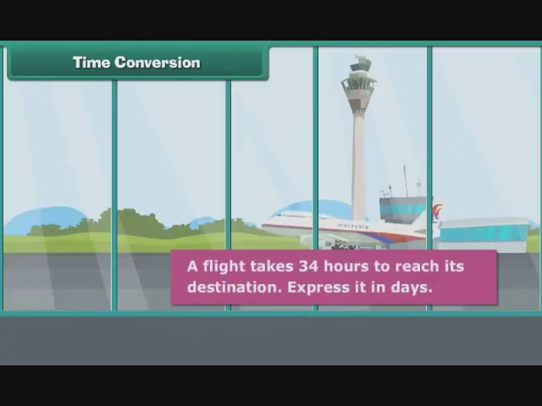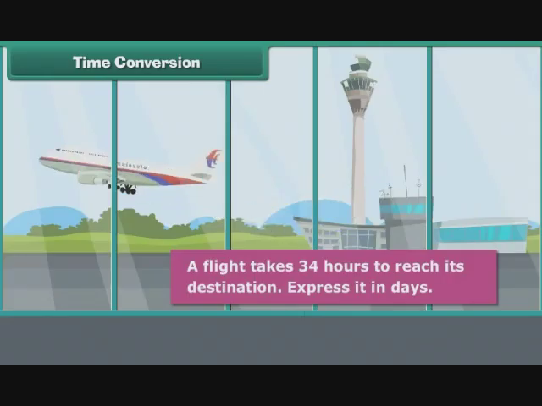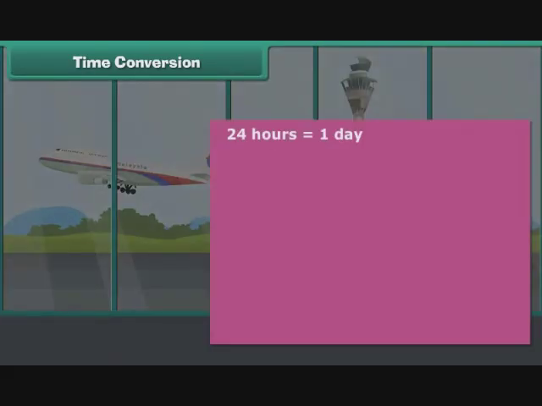A flight takes 34 hours to reach its destination. Let's express it in days. 24 hours is equal to 1 day. 34 hours is equal to 34 divided by 24 days. To divide 34 by 24, write the two numbers as shown. 34 is big enough to hold 24 just once.